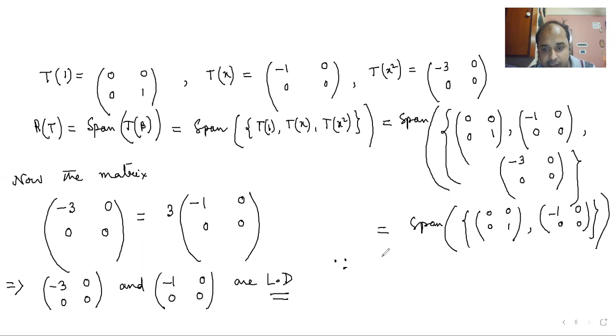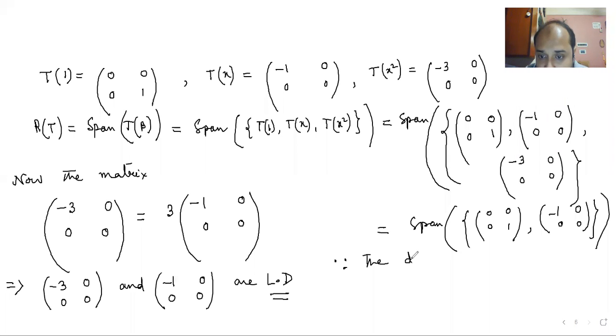I shouldn't write span of RT, span of RT is a different thing. The span set, these two elements, are obviously linearly independent, and they generate M2, all 2 by 2 matrices. And here also I can see that this set is generating RT.